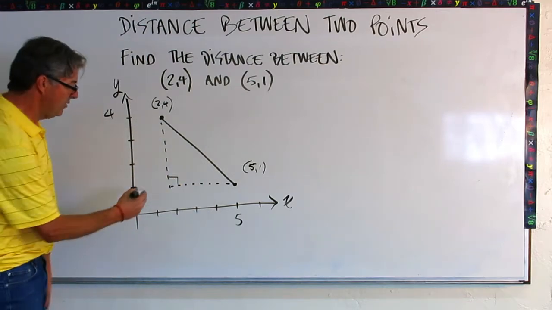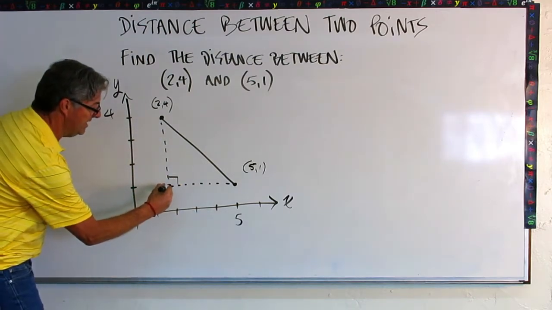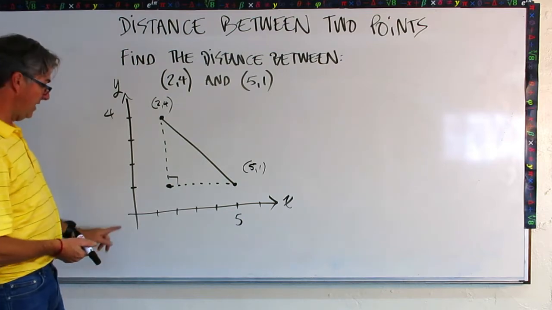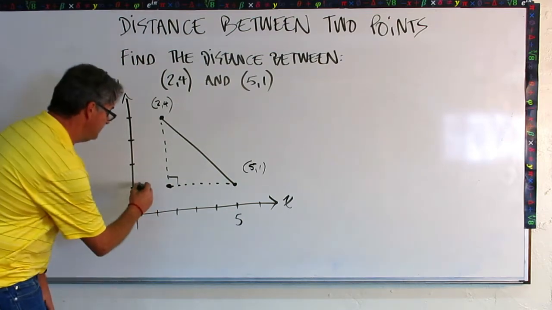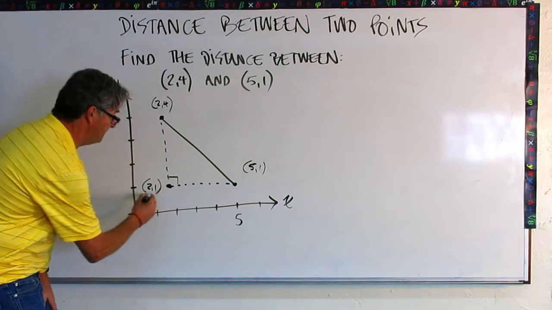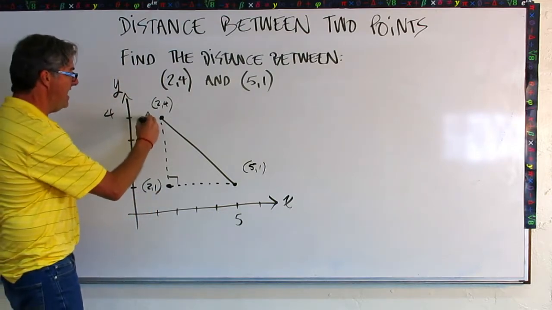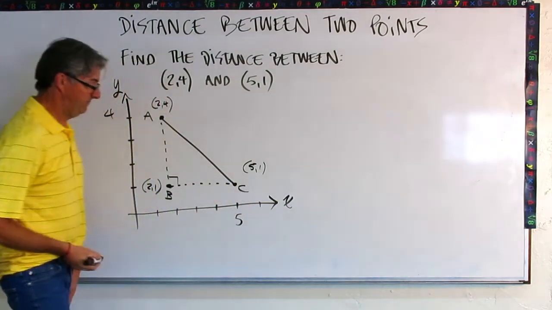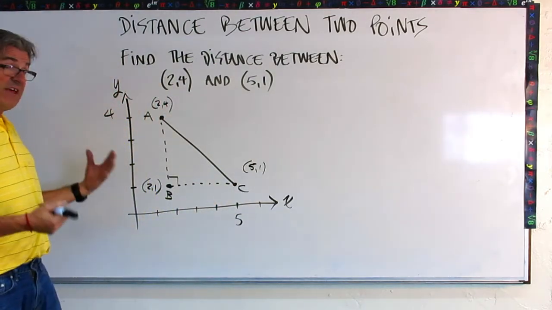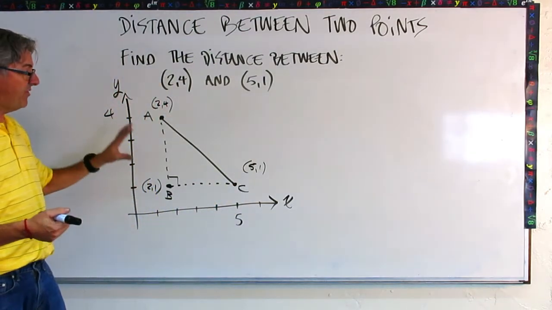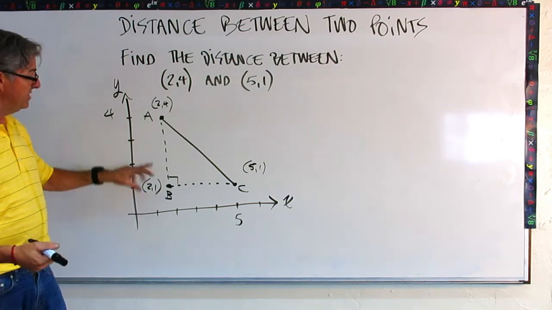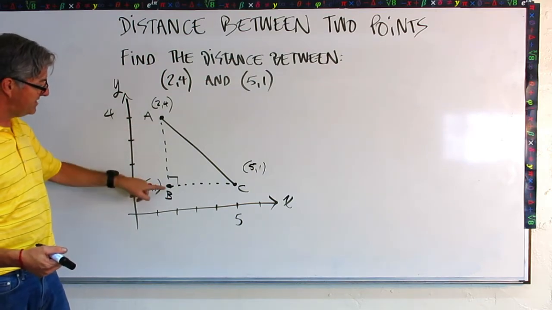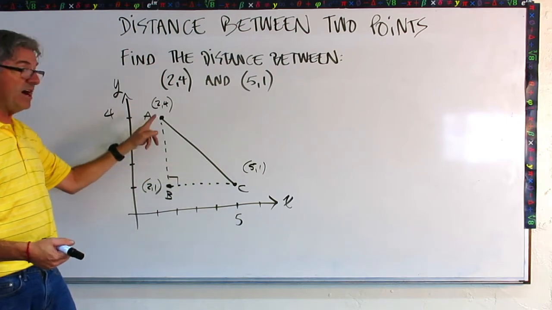So let's label some points. First off, we're going to need that point. What is that point? That's 2 over and 1 up, so that's the point 2, 1. We're going to call this one A, we're going to call this one B, and we're going to call that one C. So now that I have a right triangle, I can write a Pythagorean Theorem equation that's expressing the relationship of this leg, and the hypotenuse.